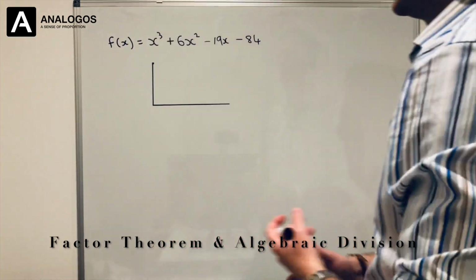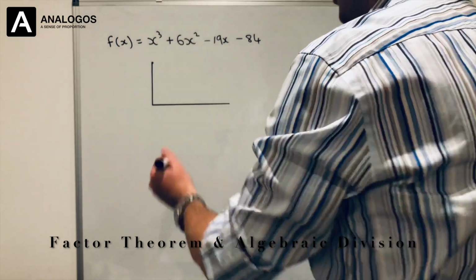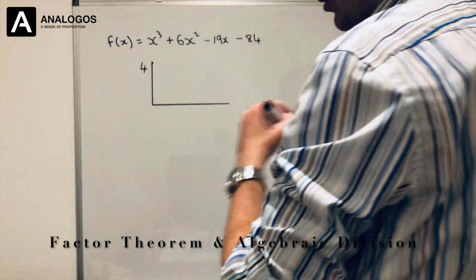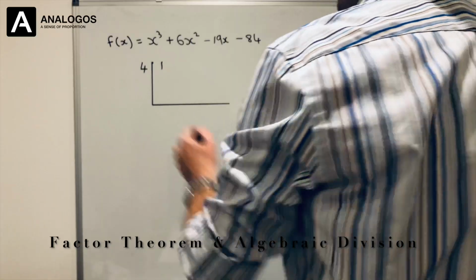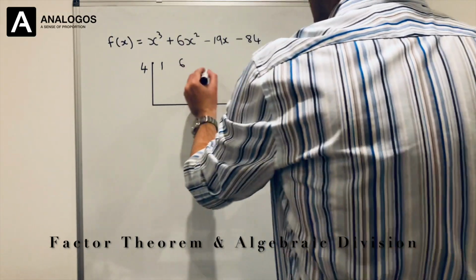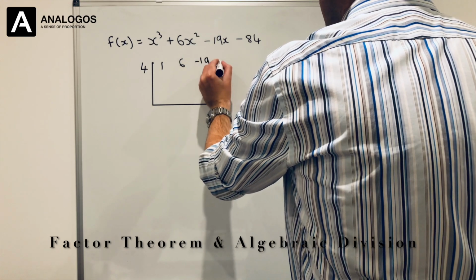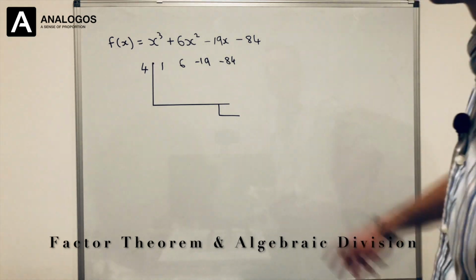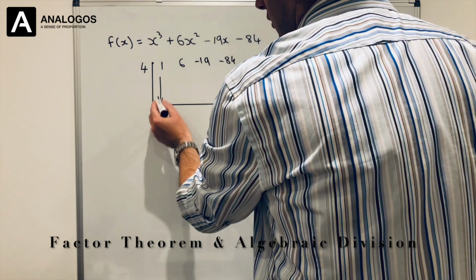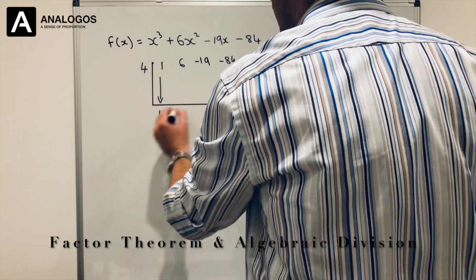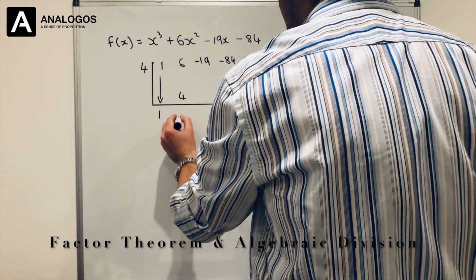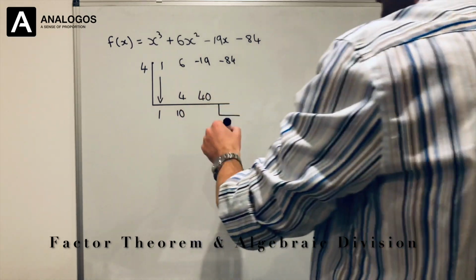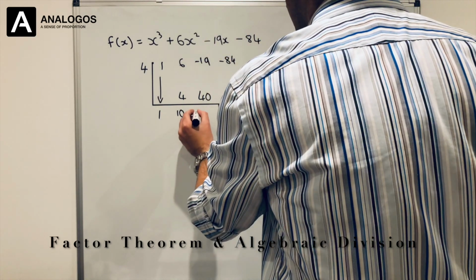So therefore we can go straight into synthetic division. If f of 4 equals 0, we can put the 4 on the outside, and we can put 1, remember the coefficients. So we've got 1, we've got 6, minus 19, and minus 84. Okay, we're hoping to get 0 here. 1 comes down, there's nothing to add it to, so 1 plus 0 is just 1. 4 times 1 is 4. 6 plus 4 would be 10. 4 times 10 is 40. 40 minus 19 would be 21.